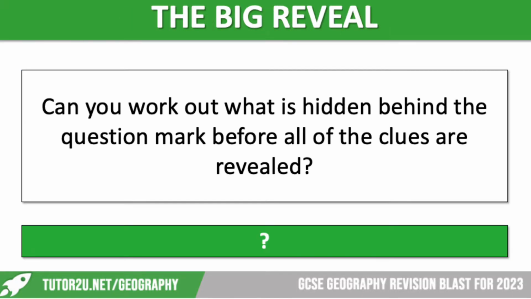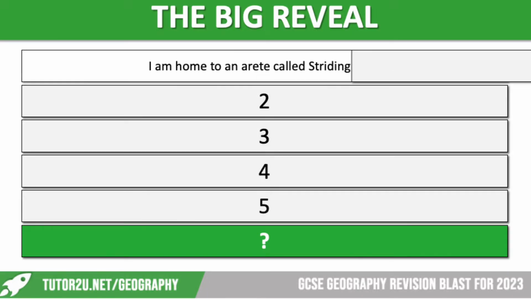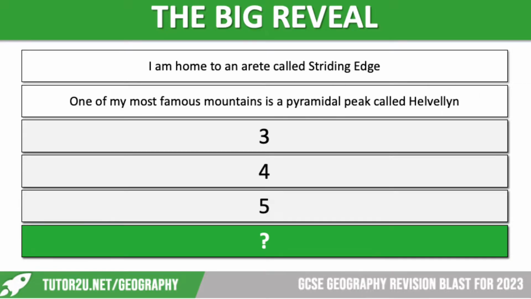Okay, we're going to play a round of the big reveal. So you've got to work out what is hidden behind the question mark before all of the clues are revealed. Let's go. So number 1, I am home to an arete called Striding Edge. Number 2, one of my most famous mountains is a pyramidal peak called Helvellyn.